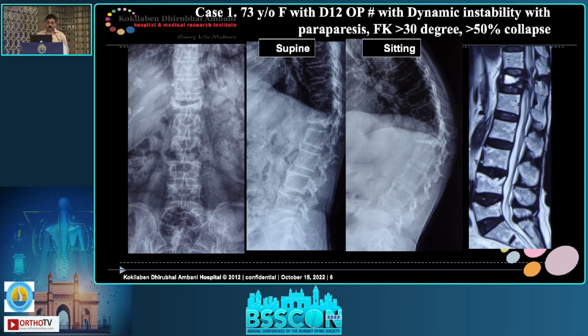Patients who have the Charlson's index with more than 3 comorbid conditions, like if patient is diabetic, renal disease, and this patient has a long time survival rate is less, in those patients the protocol is different, and the patients who are relatively fit, 70 plus or 65 plus patients with osteoporotic fractures and neurologic deficits, the treatment pattern is different. Now here is this 73-year-old female patient, D12 osteoporotic fractures with dynamic instability, paraparesis, focal kyphosis of more than 30 degrees, and greater than 50% collapse.